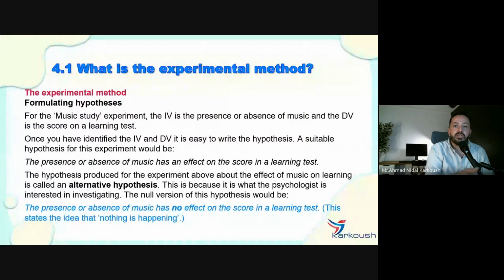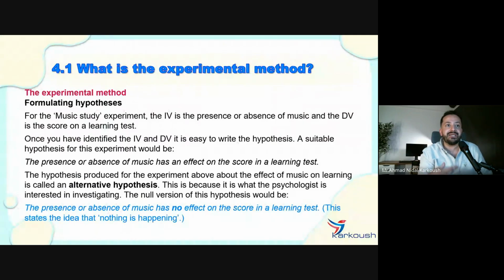The presence or absence of music has an effect. It's not a null hypothesis. A null hypothesis says nothing will happen. Your hypothesis is stating that something is happening, something will happen. So the hypothesis produced for the experiment above about the effect of music on learning is called an alternative one.